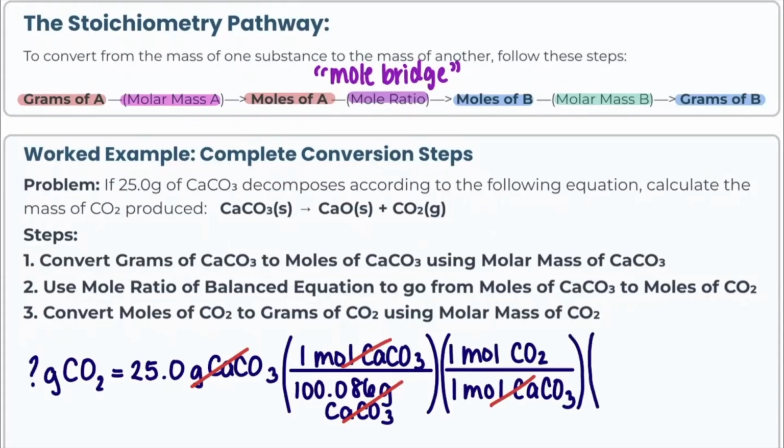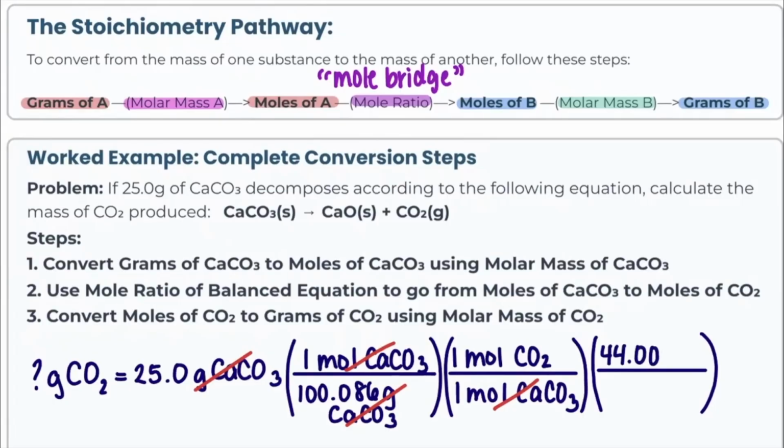Now that we have moles of CO2, we can convert to grams of CO2 by using the molar mass of CO2. So, plugging in the values from your periodic table to find the molar mass of CO2, you end up getting 44.009 grams of CO2 per 1 mole of CO2. We place the 1 mole of carbon dioxide at the bottom of our fraction so that we can cancel out the moles of CO2 from the last step we did.